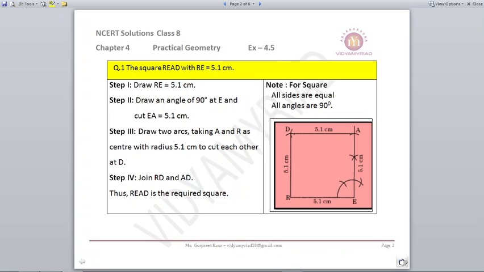After that you need to take A and R as your centers with radius 5.1 centimeters and cut the arc at D. Join RD and AD and you will get the required square in the form of READ. All the sides are 5.1 centimeters and you have drawn one angle E as 90 degrees. So it holds the property of the square.